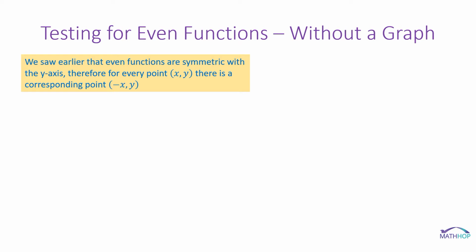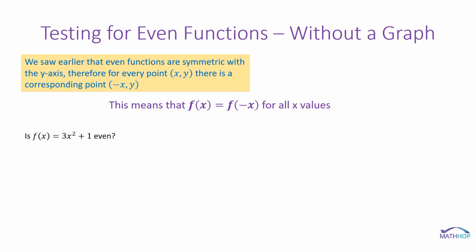Remember that we saw earlier, even functions are symmetric with the y-axis. Therefore, for every point (x, y), there's a corresponding point (negative x, y). So what does that mean? That means for f of x, if we put negative x in for x, we would get the same equation. Remember we talked about that. So we can do that algebraically and test for even functions.